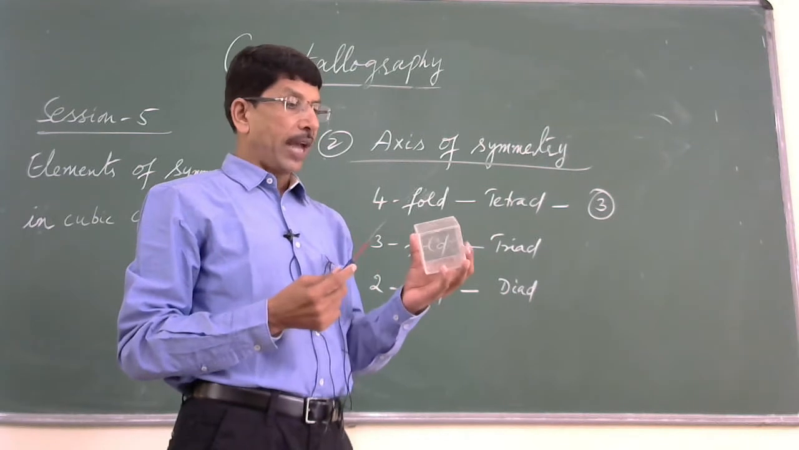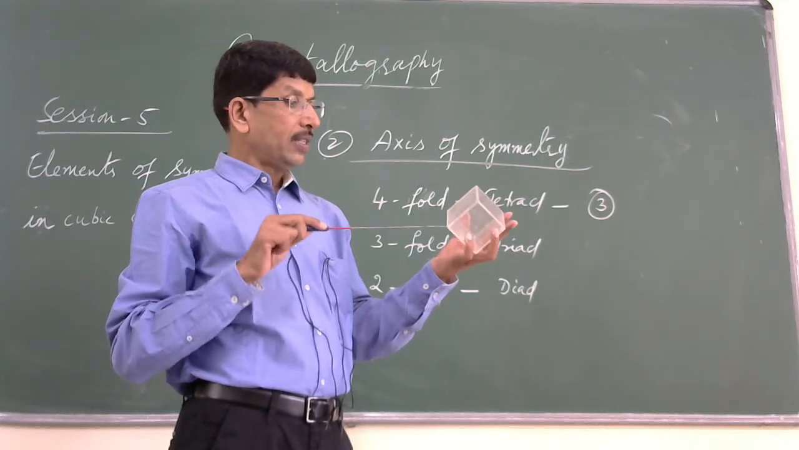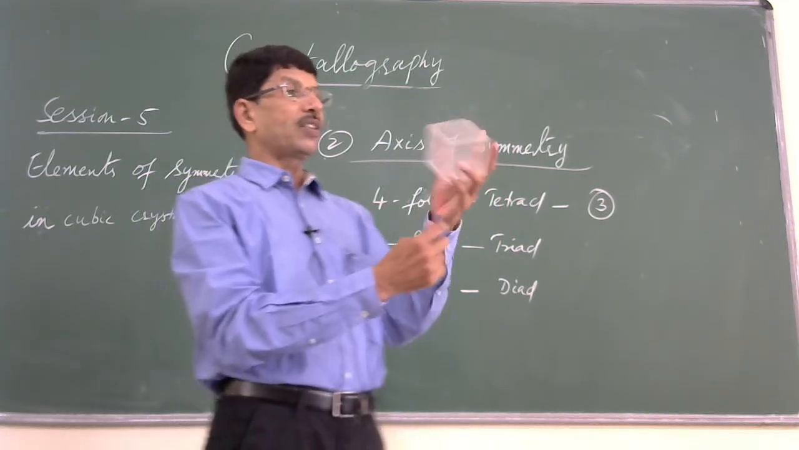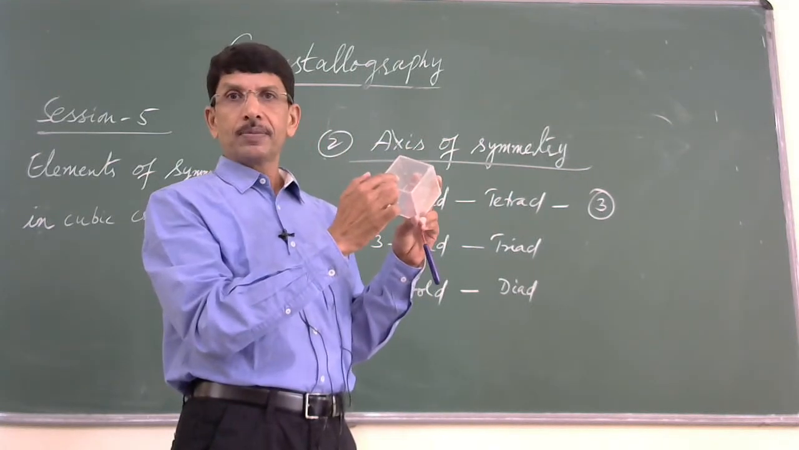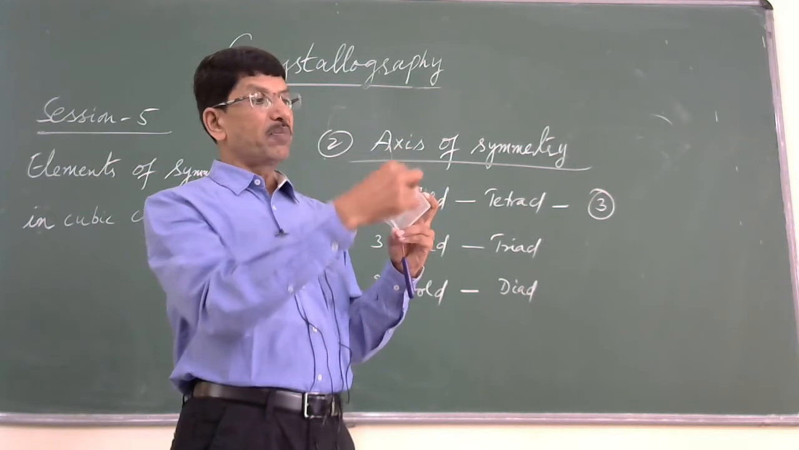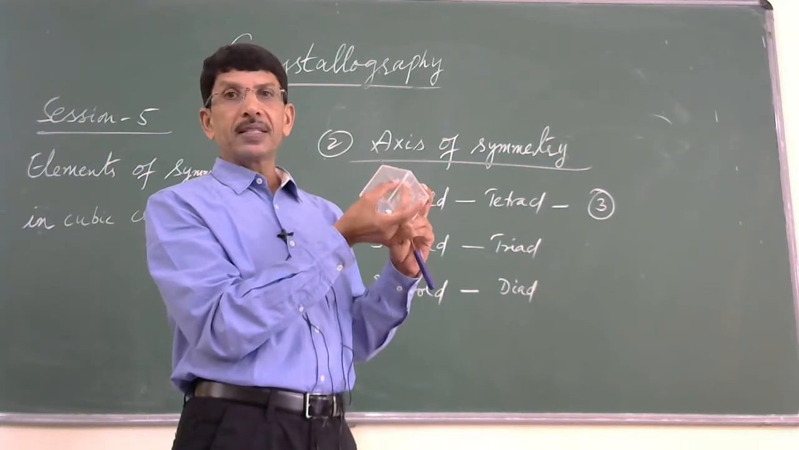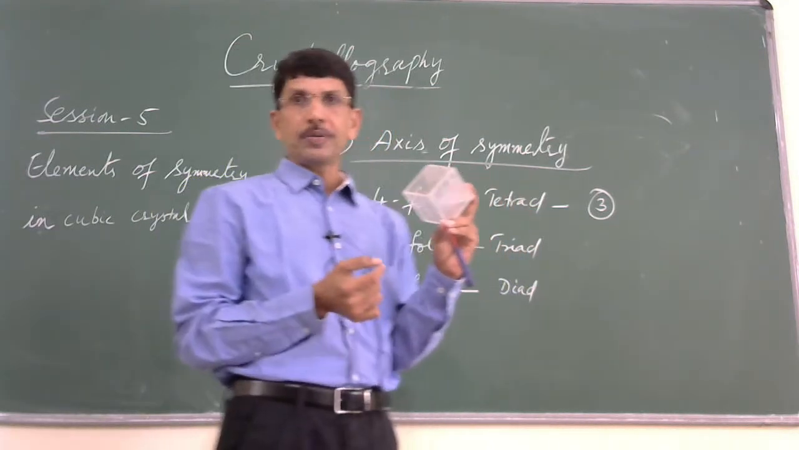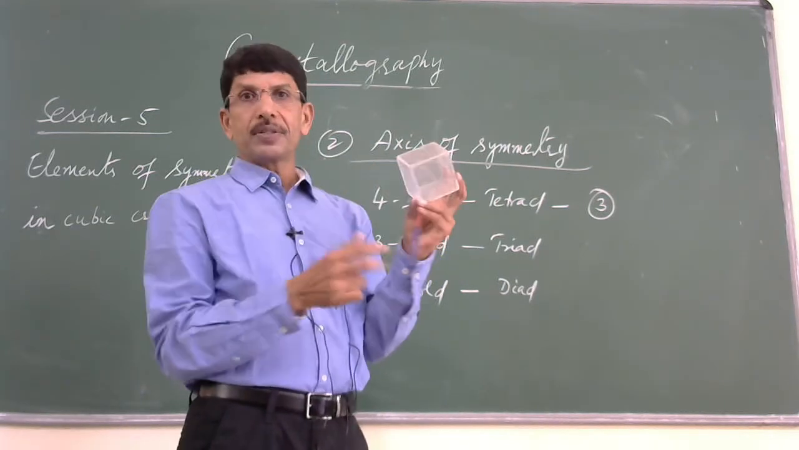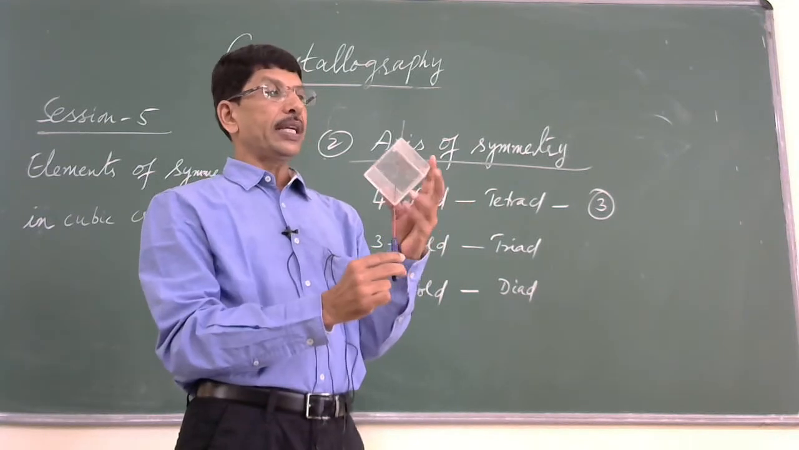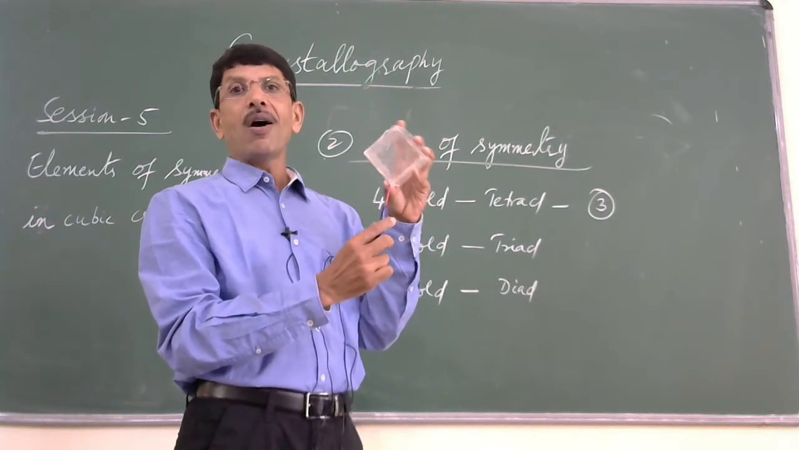That's why it's called 3-fold axis of symmetry. So, a 3-fold axis of symmetry is that axis which passes through the corners of the crystal. You should remember, the plane surface of a crystal is called a face, and the point at which 3 faces meet is called a corner, and the line along which 2 faces meet is called an edge. So, we have faces, edges, and corners. So, a 3-fold axis of symmetry is that axis passing through the opposite corners of the crystal.